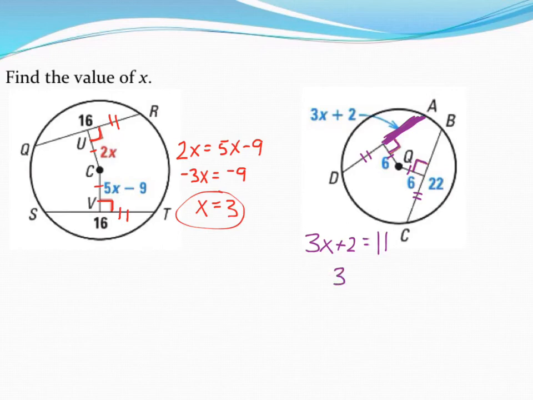But once we have that figured out, it's not hard to solve. I'm going to subtract 2 from both sides, so 3x equals 9. And once again, if I solve this, I find an answer of 3.